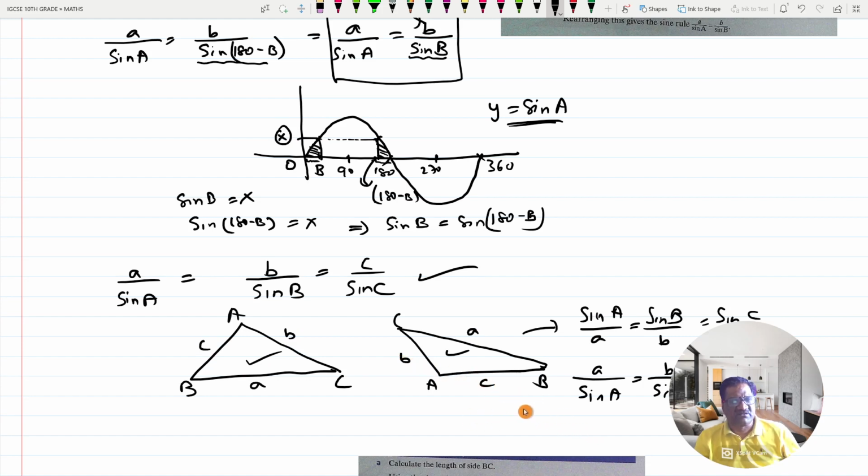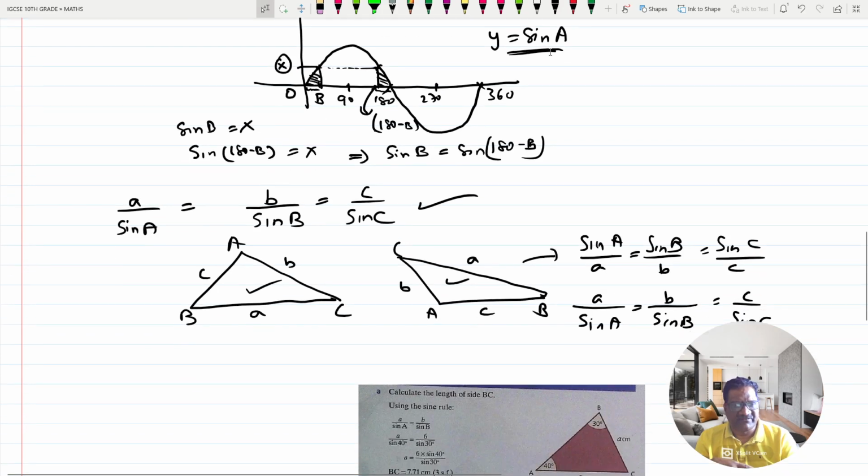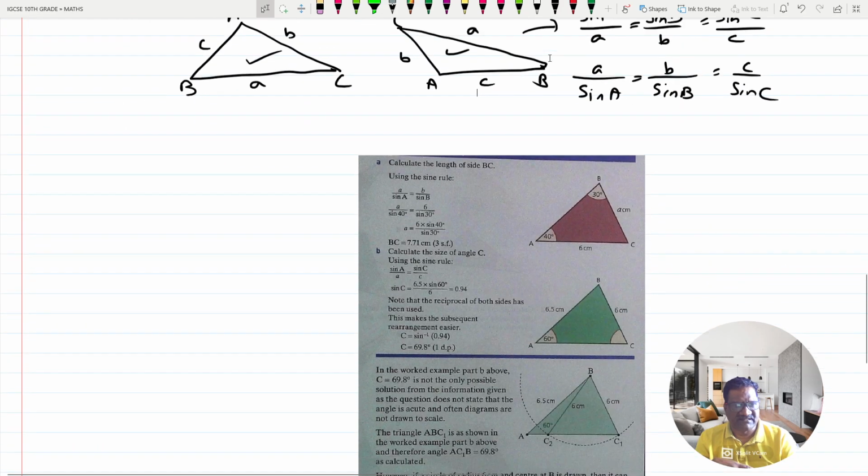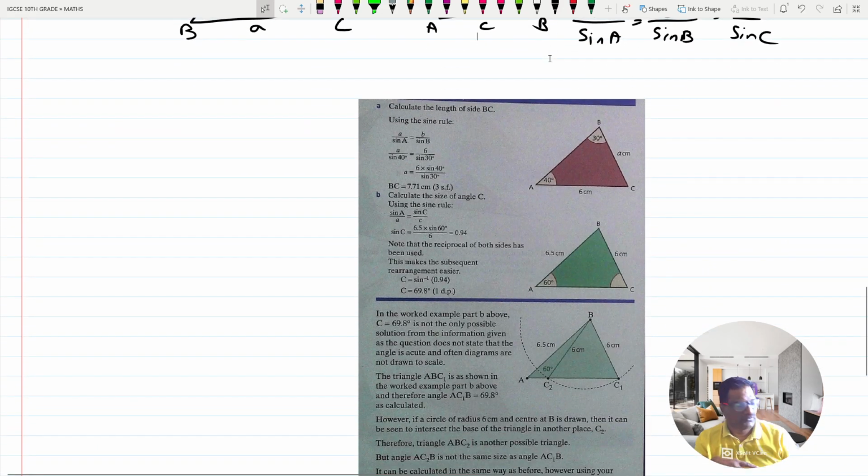Okay, so that was the sine rule, and if you want to solve some problems on the sine rule, we can do that, but that we will be doing in the next session. We'll solve some problems related to the sine rule, but that I'll be doing in the next video.